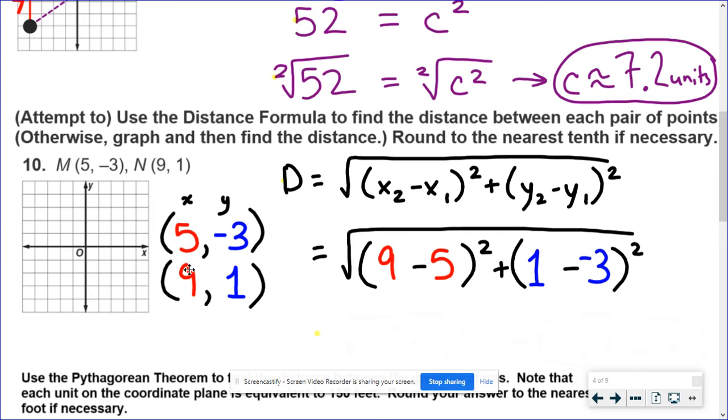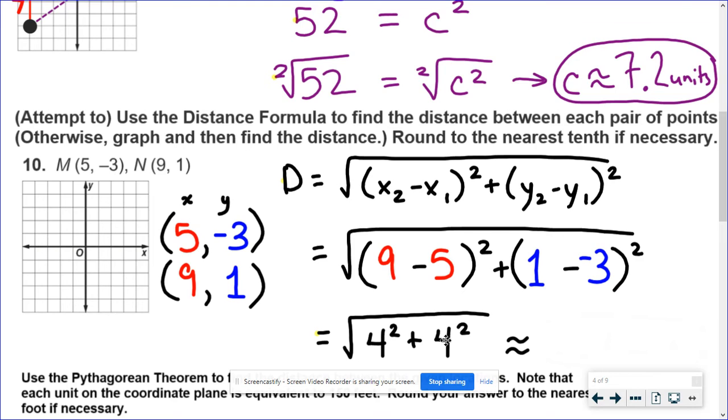Think about the difference from 5 to 9, or 9 take away 5, is 4. The distance from 1 to -3, 1 minus a negative, the opposite of a negative would be a positive, that also is 4. Very interesting. I didn't imagine these would both be 4.